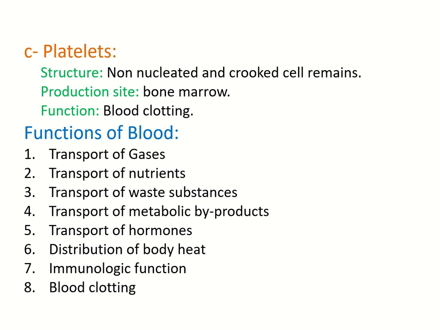Hormones, which are chemical agents produced within our body with the help of endocrine glands. These chemicals are also transported by means of blood. Body heat, major factor of our body. You know, our body temperature is fixed because heat is continuously produced within our body. That heat is also distributed by means of blood.